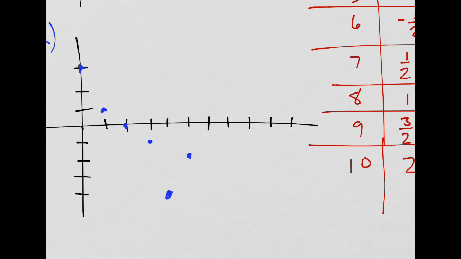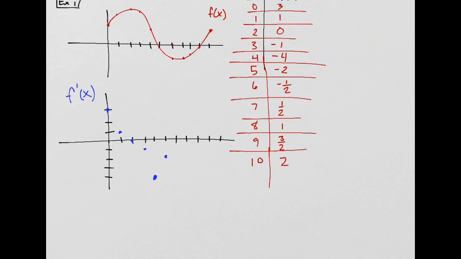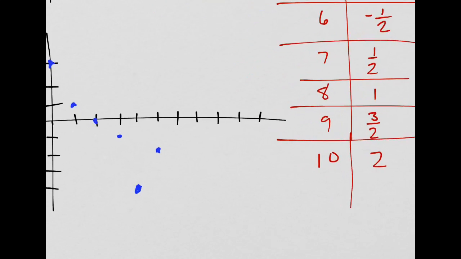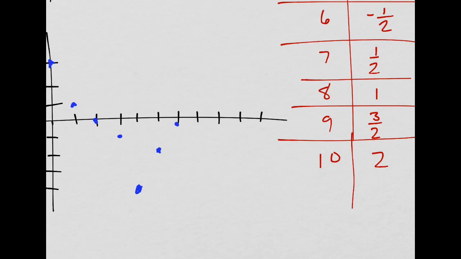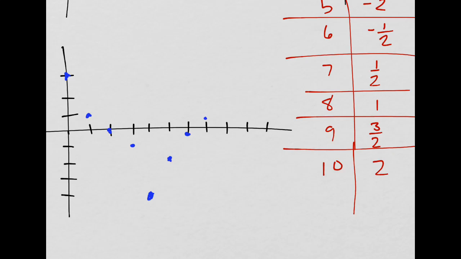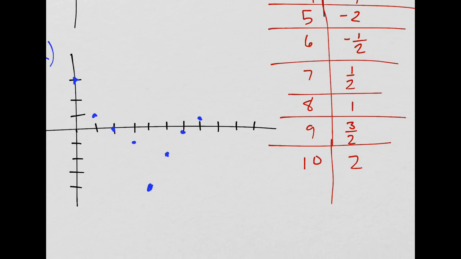It kind of looks weird, but it's pretty close. Maybe. I don't know. This point looks probably incorrect, but we'll see. 5, -2. 6, -1/2. So that's real close right there. 7, 1/2. 8, 1. 9, 1.5. Tiny bit above that. 10, 2.